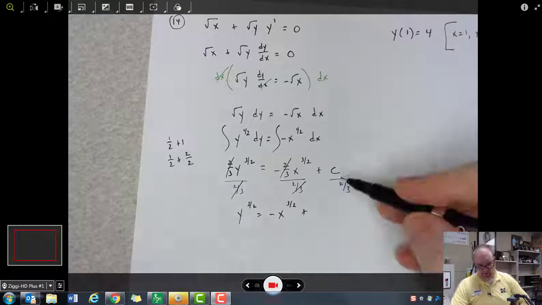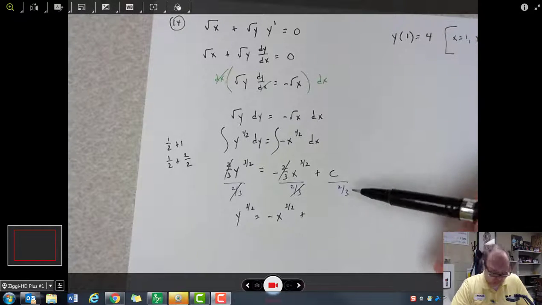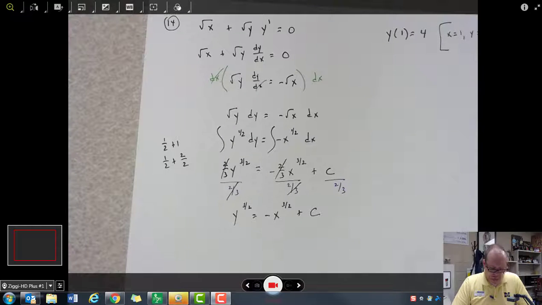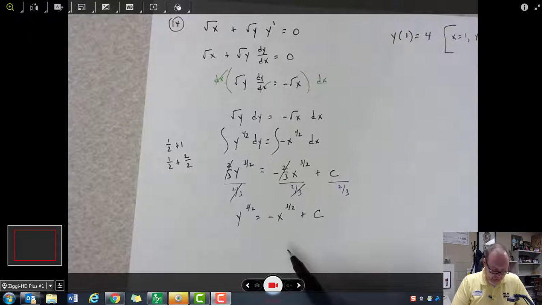And then this, again, this kind of stuff drives students crazy. Y'all, it's a constant divided by 2/3, which, believe it or not, is still a constant. If you're keeping up with them, they're all different constants, but we tend to just list it as a plus c each time. Okay, so that's a solution to this differential equation.